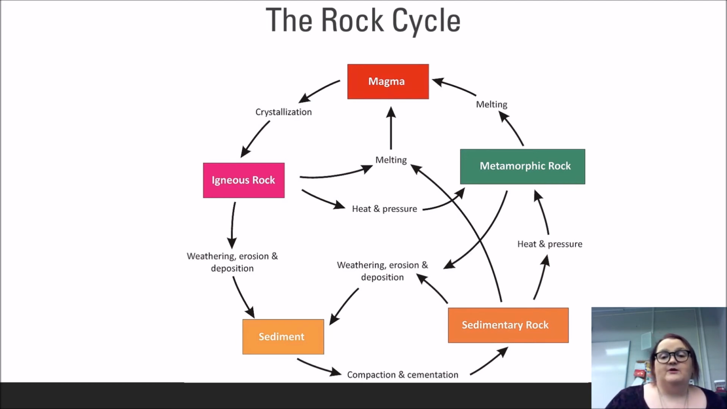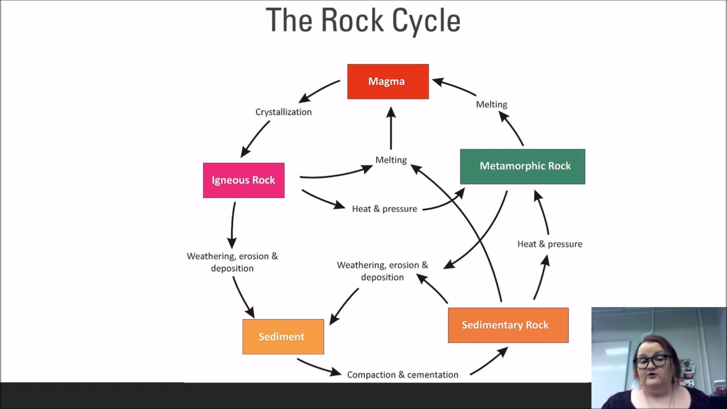We'll begin with magma, which is molten rock that is beneath the surface. When magma cools and crystallizes, it forms igneous rock. This rock can be intrusive, found beneath the surface in another rock layer, or extrusive, found on the surface. When igneous rock undergoes weathering and erosion, it forms sediment, which can be deposited and compacted to form sedimentary rock. Igneous rock can also be put under heat and pressure, which turns it into metamorphic rock.